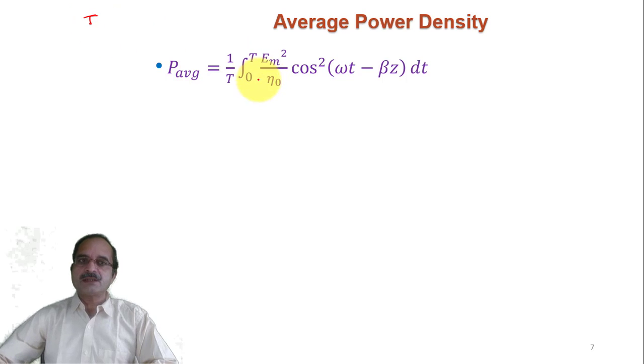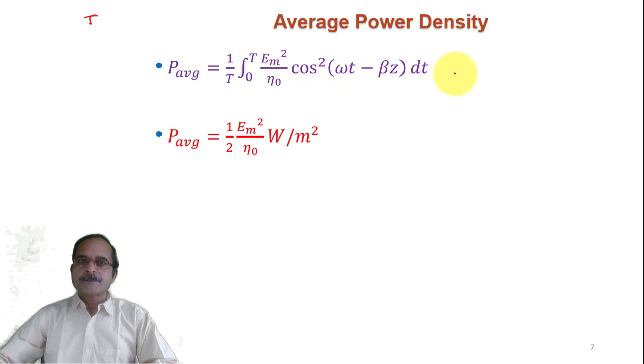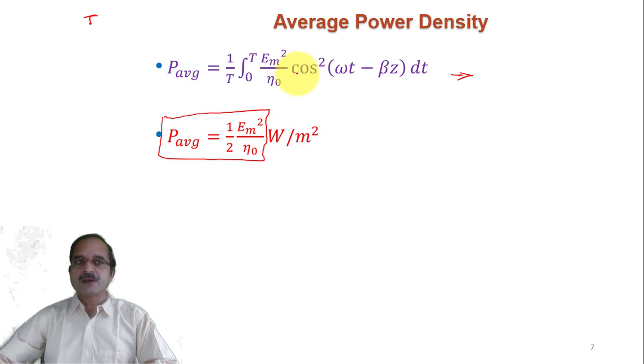So taking average means integrating the instantaneous power density over a period of T, that means one cycle. So that period 0 to T, and dividing by the time period, that is 1 upon T. So it is Em square upon eta 0 cos square (omega t minus beta z) dt. Now solving this gives us the average power density as 1 by 2 Em square upon eta 0 watt per meter square. So this is the expression for average power density, watt per meter square.